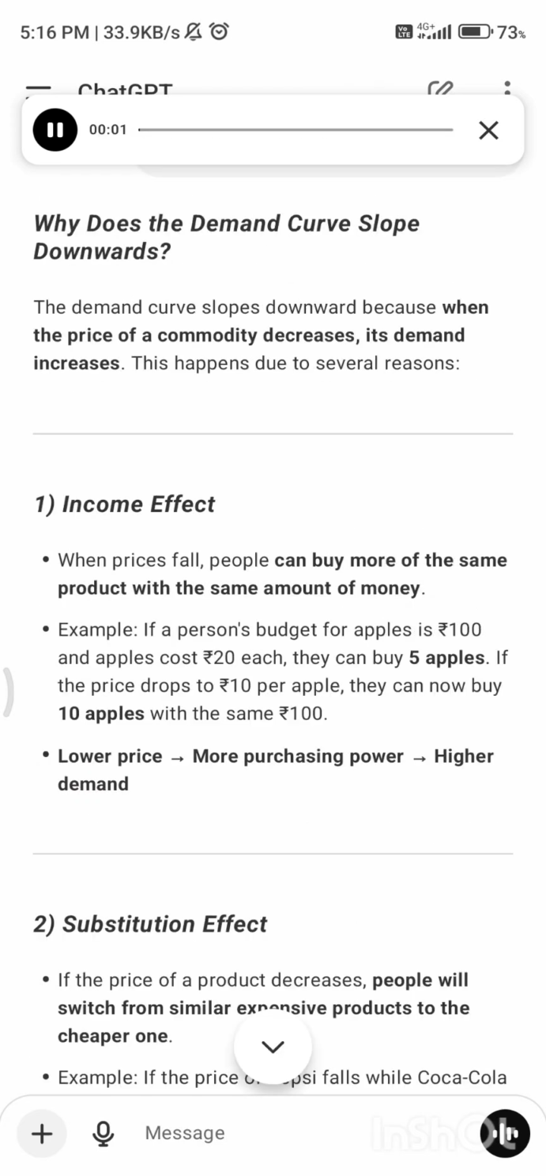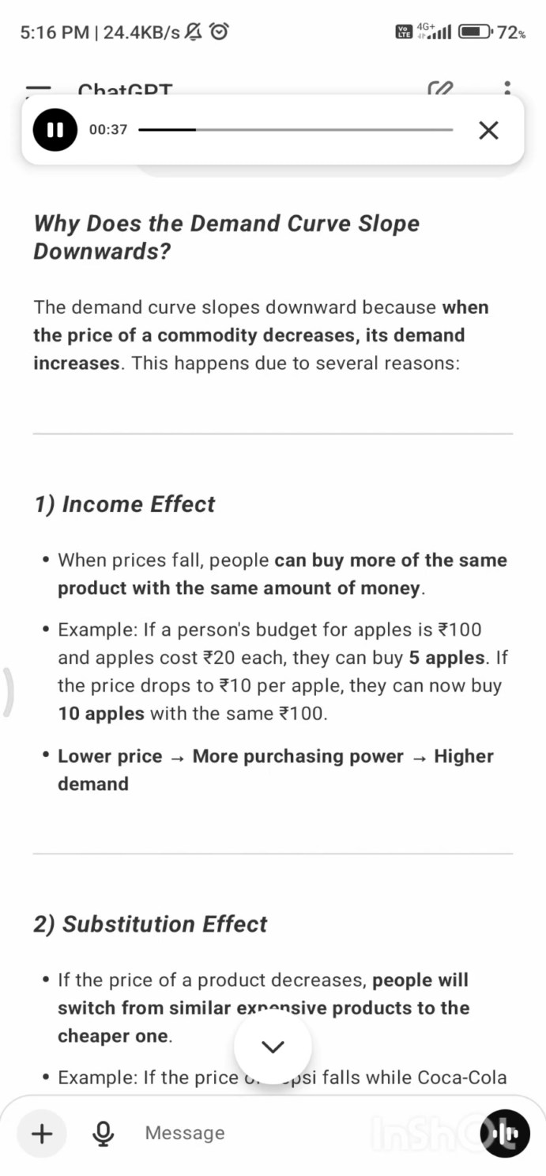Why demand curves slope downwards. The demand curve slopes downward because when the price of a commodity decreases, its demand increases. This happens due to several reasons. 1. Income effect. When prices fall, people can buy more of the same product with the same amount of money. Example: if a person's budget for apples is 100 and apples cost 20 each, they can buy 5 apples. If the price drops to 10 per apple, they can now buy 10 apples with the same 100. Lower price, more purchasing power, higher demand.